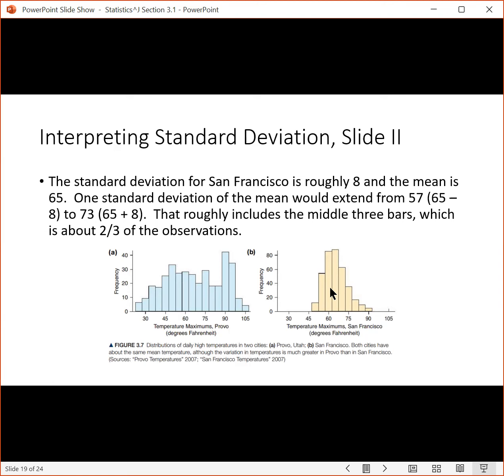That gives us a region on the graph. 57 is going to be right around here, and 73 is going to be right around here. So the data in these middle 3 bars would be the data that's within one standard deviation of the mean. If you estimate how tall these bars are and count up how many observations fit into those bars, which I did but didn't have room to put the math on here, you do get about 2/3 of the observations. Those 3 bars in the center, compared to the total number of observations in the entire data set, are about 2/3.